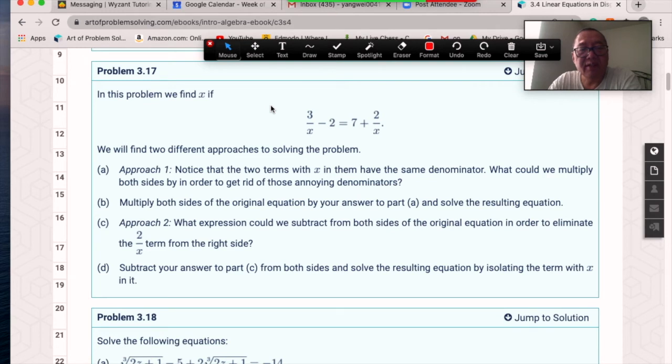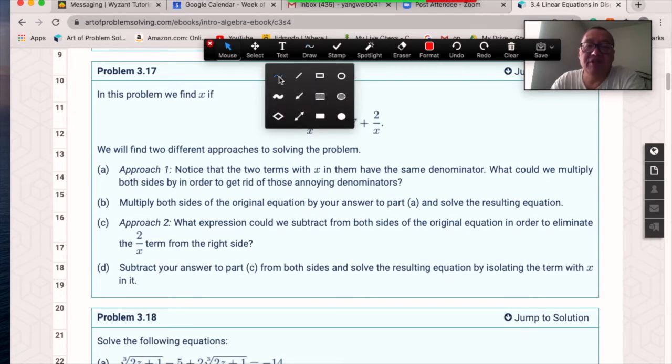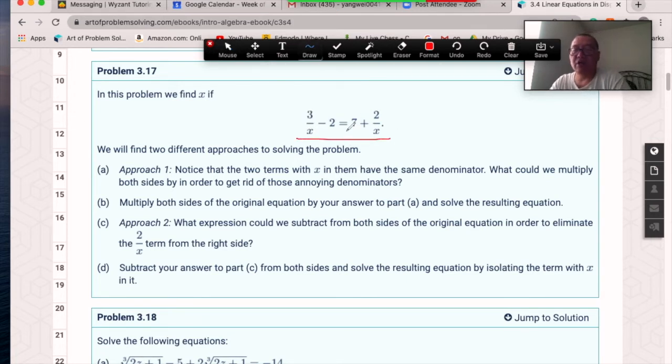Now let's see another example. In this problem, we find x if 3 over x minus 2 equals 7 plus 2 over x. We try to solve this equation. So this is not a linear equation. Why? Because we can write this as 3x to the power negative 1 minus 2 equals 7 plus 2x to the power negative 1. So this power is negative 1. It is not 1. If this were 1, then this would be a linear equation. But this power is not 1, so it is not a linear equation.